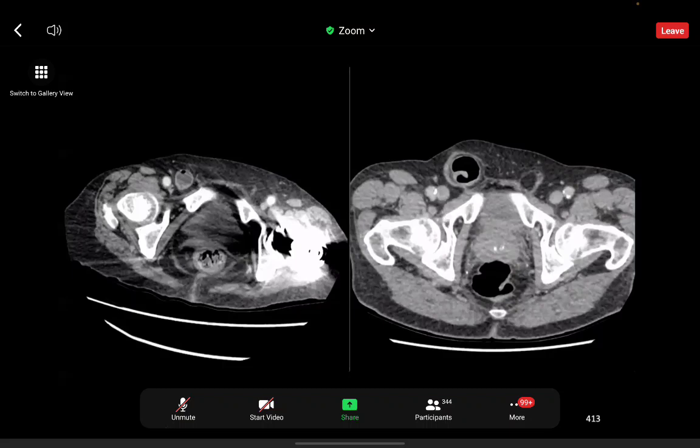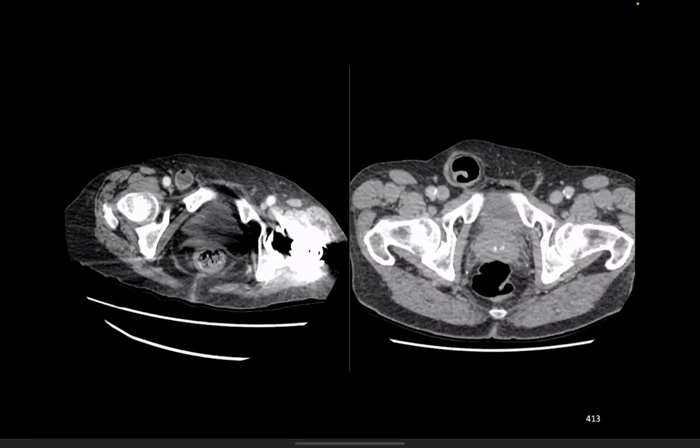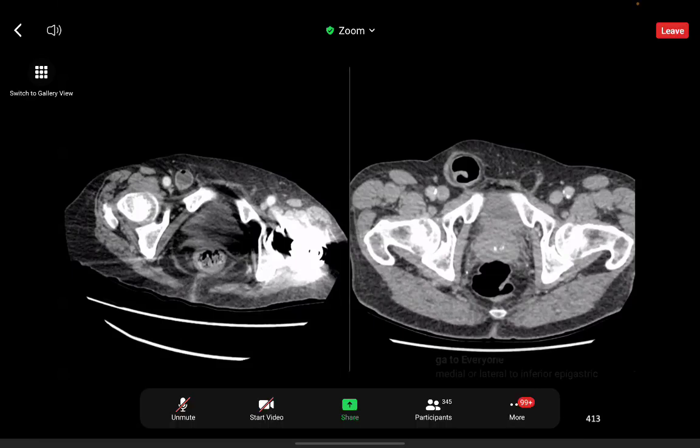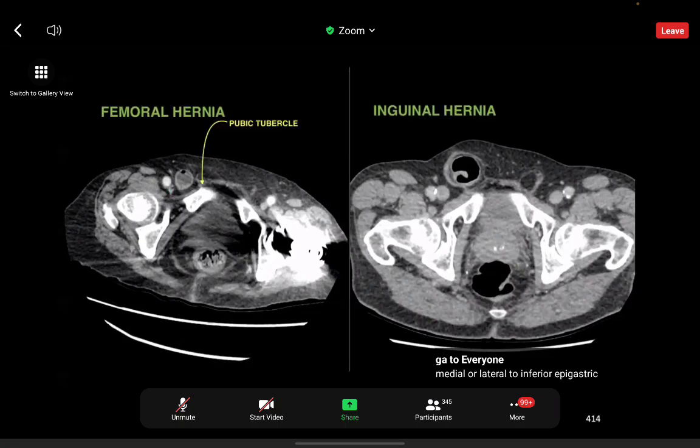Somebody's asked me how to differentiate between a direct and indirect inguinal hernia. I'm afraid I cannot tell you because I don't know the answer to that. If anyone does, please let us know. But I'm not aware that you can radiologically. But please tell me if I'm mistaken. Okay, so that's the pubic tubercle, and the features I've just described are nicely shown.